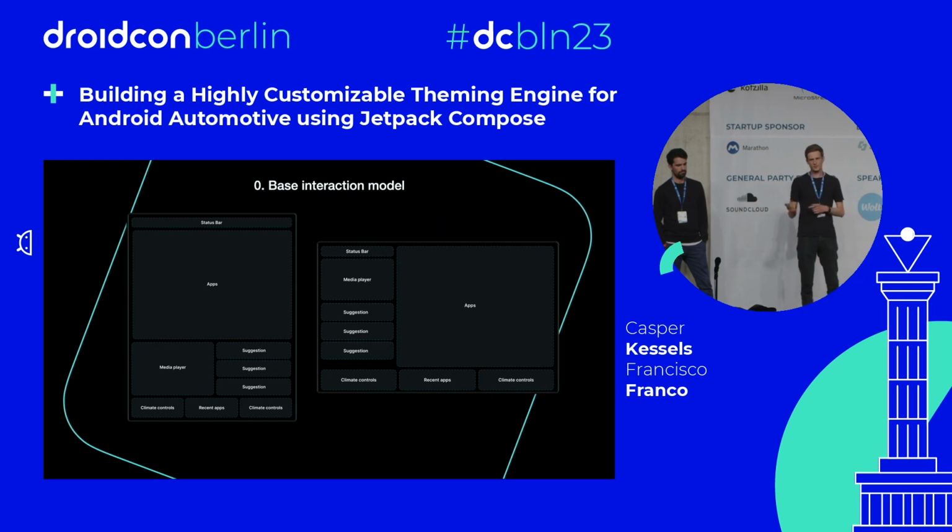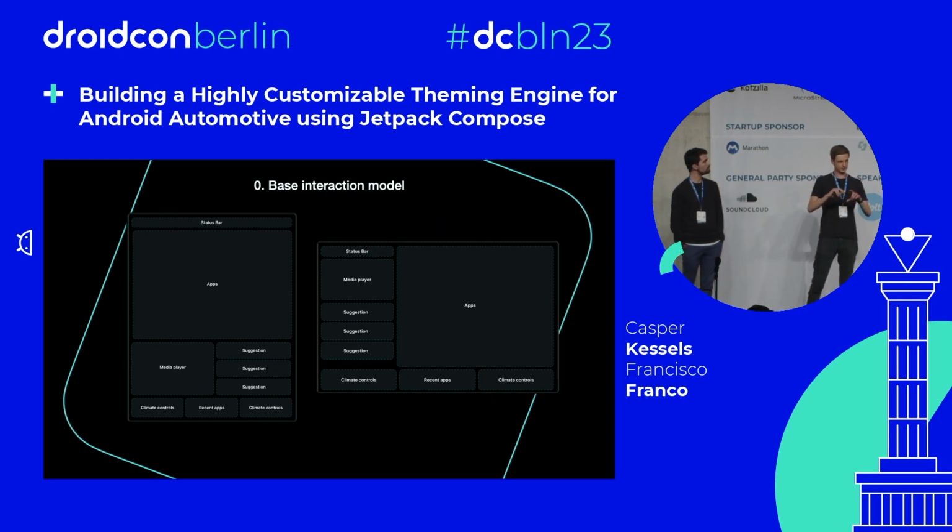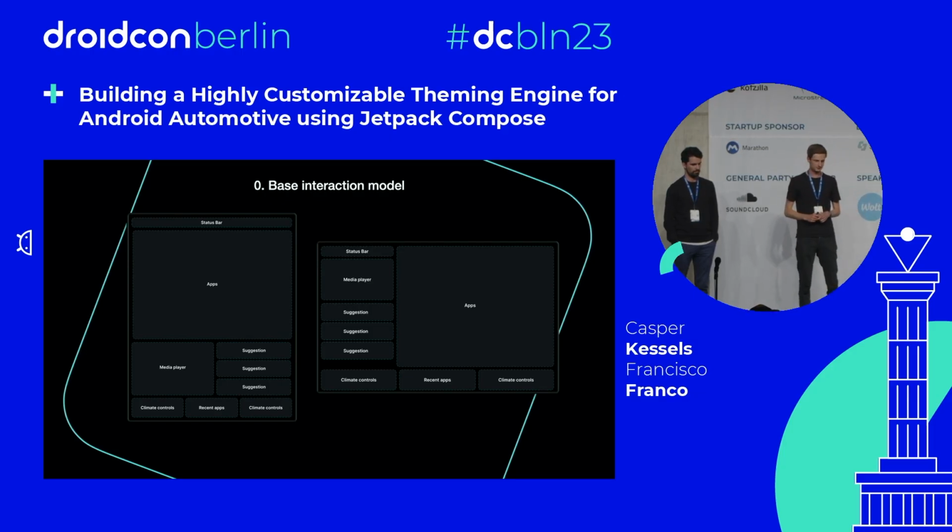So what I mean with the base interaction layer is the following. Depending on the sort of interior layout of the car, we define where the climate controls go. We, for example, say when you're driving, you must be able to multitask between media and navigation. We define where stuff like the status bar can go, but other than that, it's completely customizable.